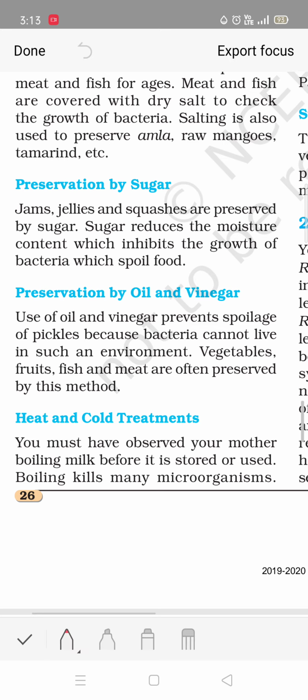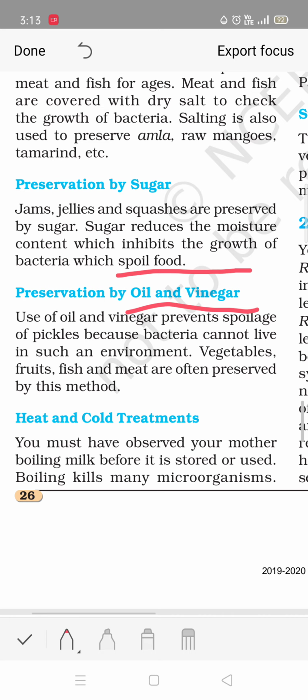Next is preservation by oil and vinegar. Use of oil and vinegar prevents spoilage of pickles because bacteria cannot live in such an environment. Vegetables, fruit, fish, and meat are often preserved by this method.